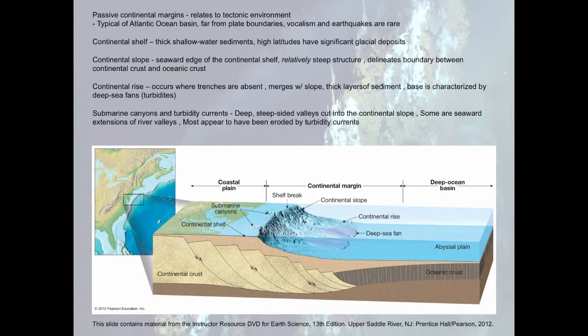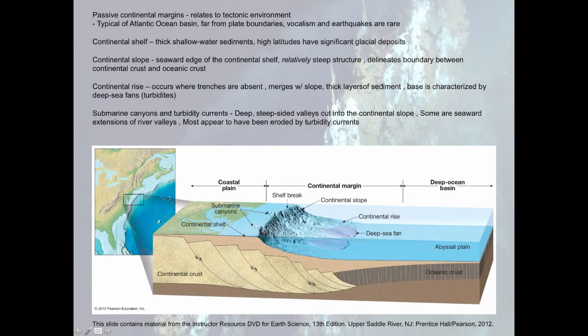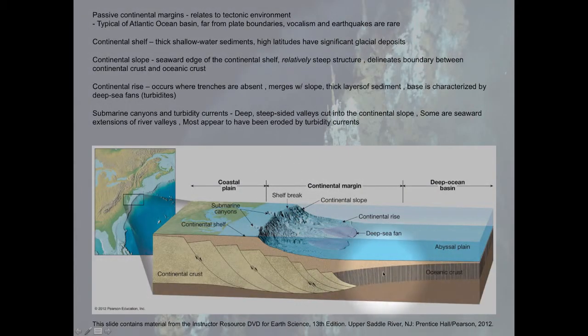Passive continental margins are characterized by three major structural features. First, starting from the continental side, the first is the continental shelf, which is usually comprised of thick, shallow water sediments. It's coastal environments, and it's a transition zone between the continent and the ocean system. Shallow waters, lots of accumulation of sediment. We transition into what's called the continental slope, which is the seaward edge of the continental shelf. It's a relatively steep structure, and it is the boundary between continental crust and oceanic crust.